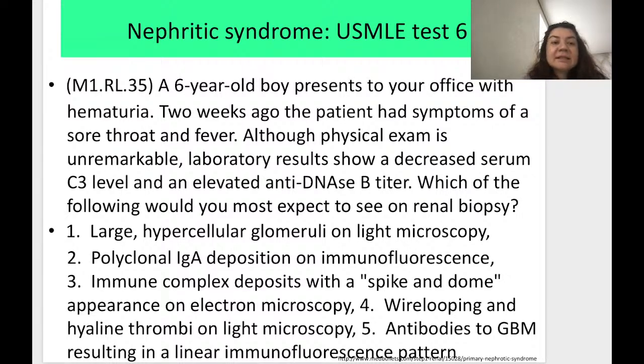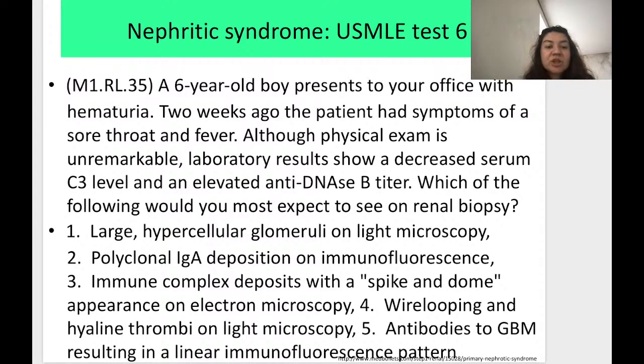Next test, test 6. A 6-year-old boy presents to your office with hematuria. 2 weeks ago, the patient had symptoms of sore throat and fever. Although physical exam is unremarkable, laboratory results show a decreased serum complement C3 level and elevated anti-DNase B titer. Which of the following would you most expect to see on renal biopsy?